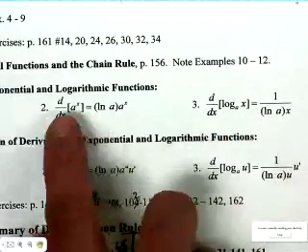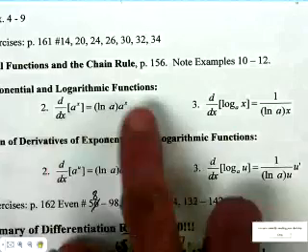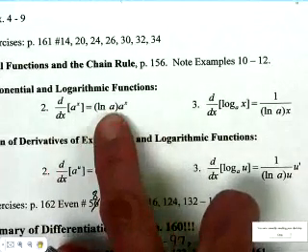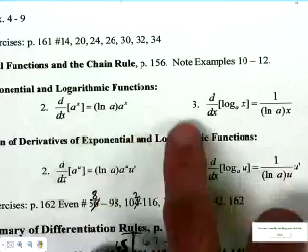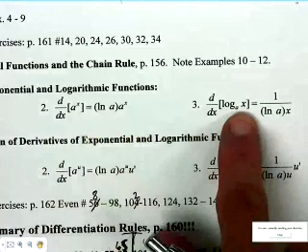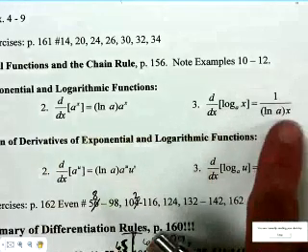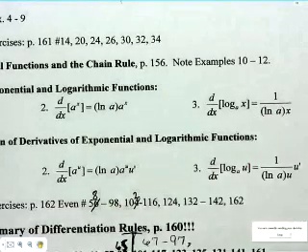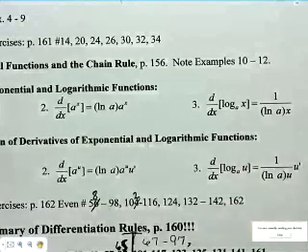The derivative of a to the x is same old a to the x, but then multiplied by the natural log of a. And the derivative of log base a of x, not natural log, is 1 over x, but then you have to take the natural log of the base in the denominator. So let's see if we can do a few examples using those two new rules.